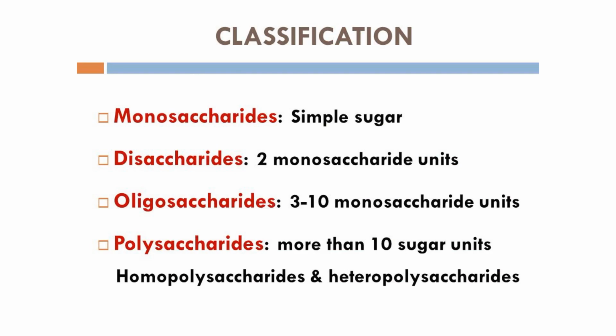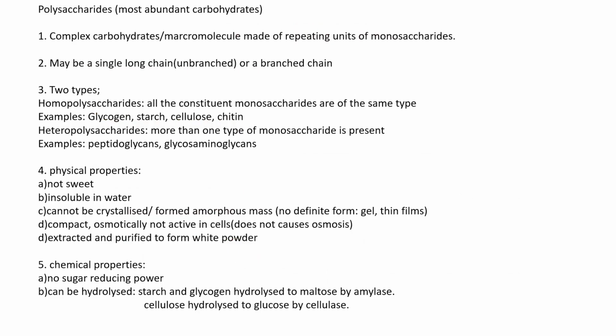Again, let's recap. Monosaccharides are simple sugars. Disaccharides are sugars with two monosaccharide units. Oligosaccharides are sugars or carbohydrates that have 3 to 10 monosaccharide units. Polysaccharides are carbohydrates that have more than 10 units, and they can be further categorized into homopolysaccharides and heteropolysaccharides.